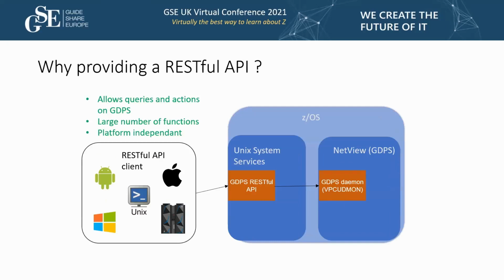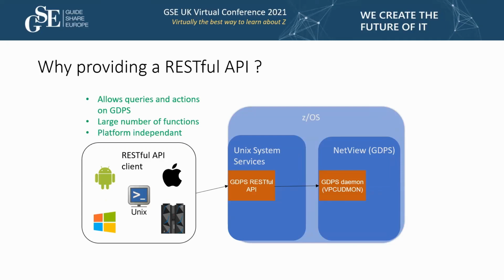So the RESTful API erases all of these constraints. First, it allows both queries and actions on the GDPS. All the actions and data available on the GDPS user interface are available through the RESTful API. Since this REST approach is based on the HTTP protocol, any client, even outside of the mainframe, can use the GDPS RESTful API, including z/OS. You can have a mobile client, a Windows machine, and anything that you can think of.